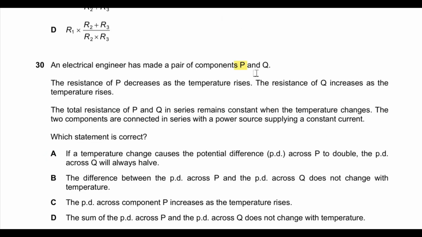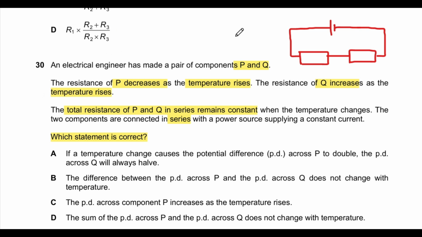An electrical engineer has made a pair of components P and Q. The resistance of P decreases when temperature rises and resistance of Q increases when temperature rises. The total resistance of P and Q in series remains constant when temperature changes. The two components are connected in series with the power supply. Which statement is correct? According to the question, there are two components P and Q connected in series with the power supply V. For the first component, when the temperature increases, the resistance of the component also increases and the name of this component is Q. The other component is component P.